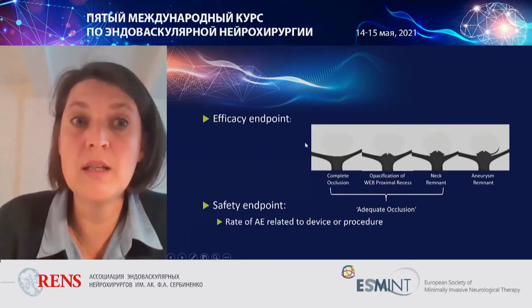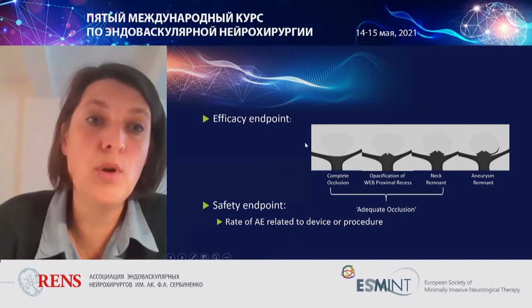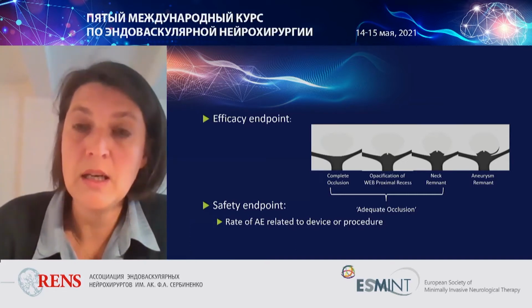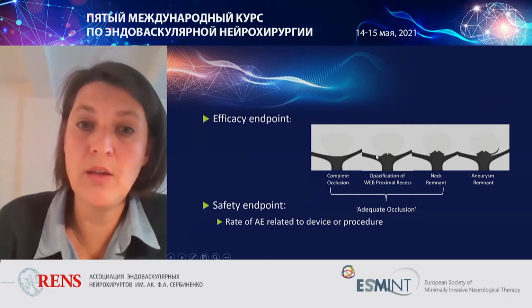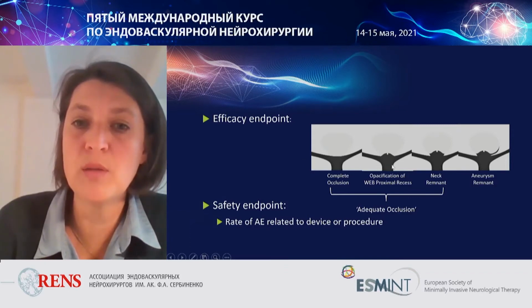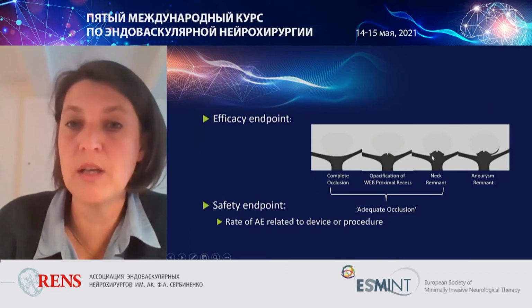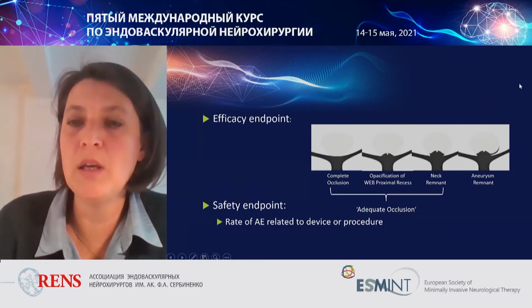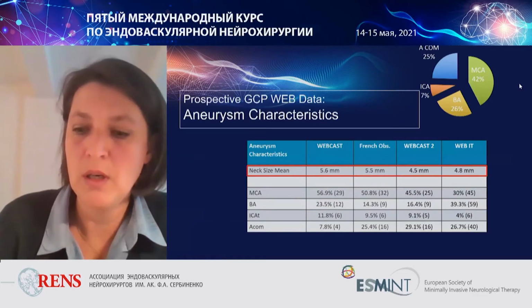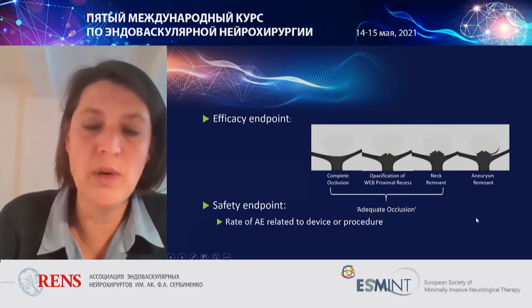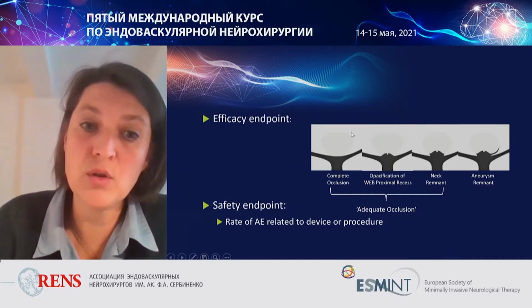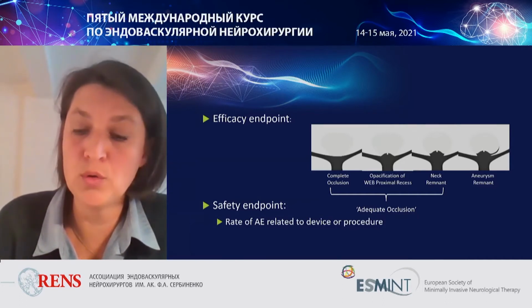All of these studies have the same endpoints regarding efficacy. Efficacy is measured using a scale with adequate occlusion, between complete opacification of the WEB proximal recess and neck remnant. That defines adequate occlusion, and the aneurysm remnant is considered a bad result. The safety endpoint is the rate of adverse events related to the device or to the procedure.